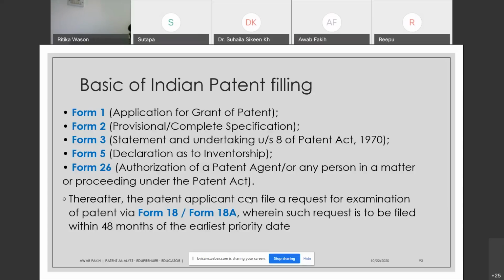Form 26 is completely optional, but Form 18 is not optional. Form 18 is used when you have to request for the examination. You can request for the examination only after publication, my dear friend. And if you want to expedite the examination, you can use Form 18A. Again, Form 18A is not compulsory. It is only if you want to accelerate the examination process. Those are the basic forms which have to be used.